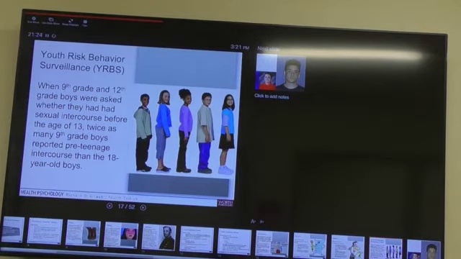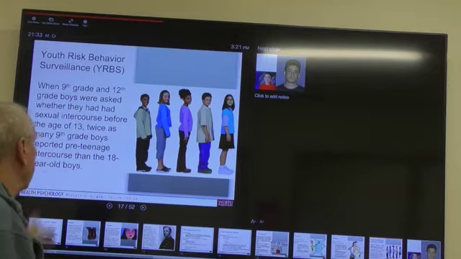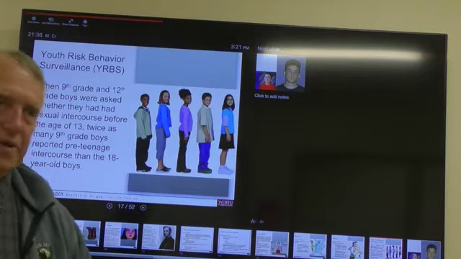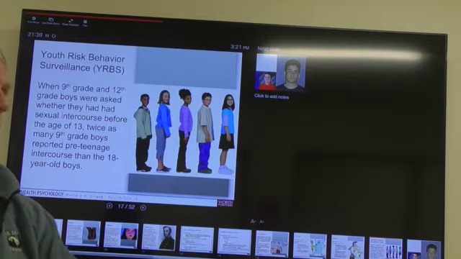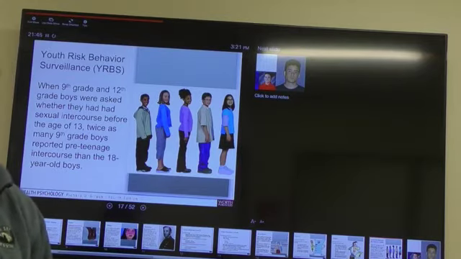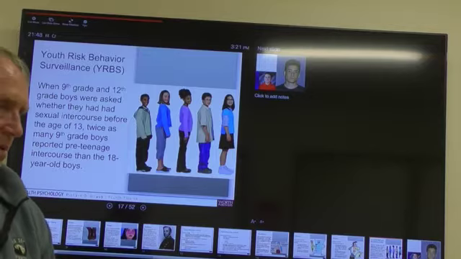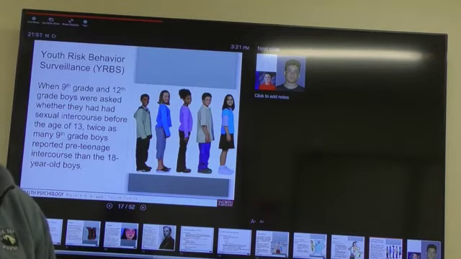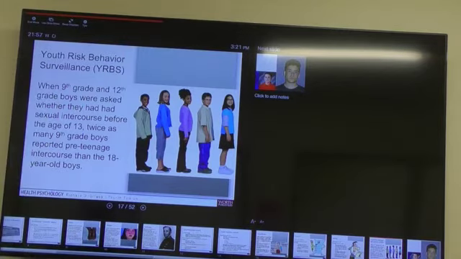When 9th grade and 12th grade boys were asked whether they had had sexual intercourse before the age of 13, twice as many 9th grade boys reported teenage intercourse than the 18-year-old boys. So what this survey told us was that 13-year-old 8th grade boys were having more sex than 18-year-old boys. How accurate do you think that was? Or were the 13-year-old boys talking about fantasy sex? Who's more likely to have sex, an 18-year-old or a 13-year-old? Probably 18. I'm hoping.